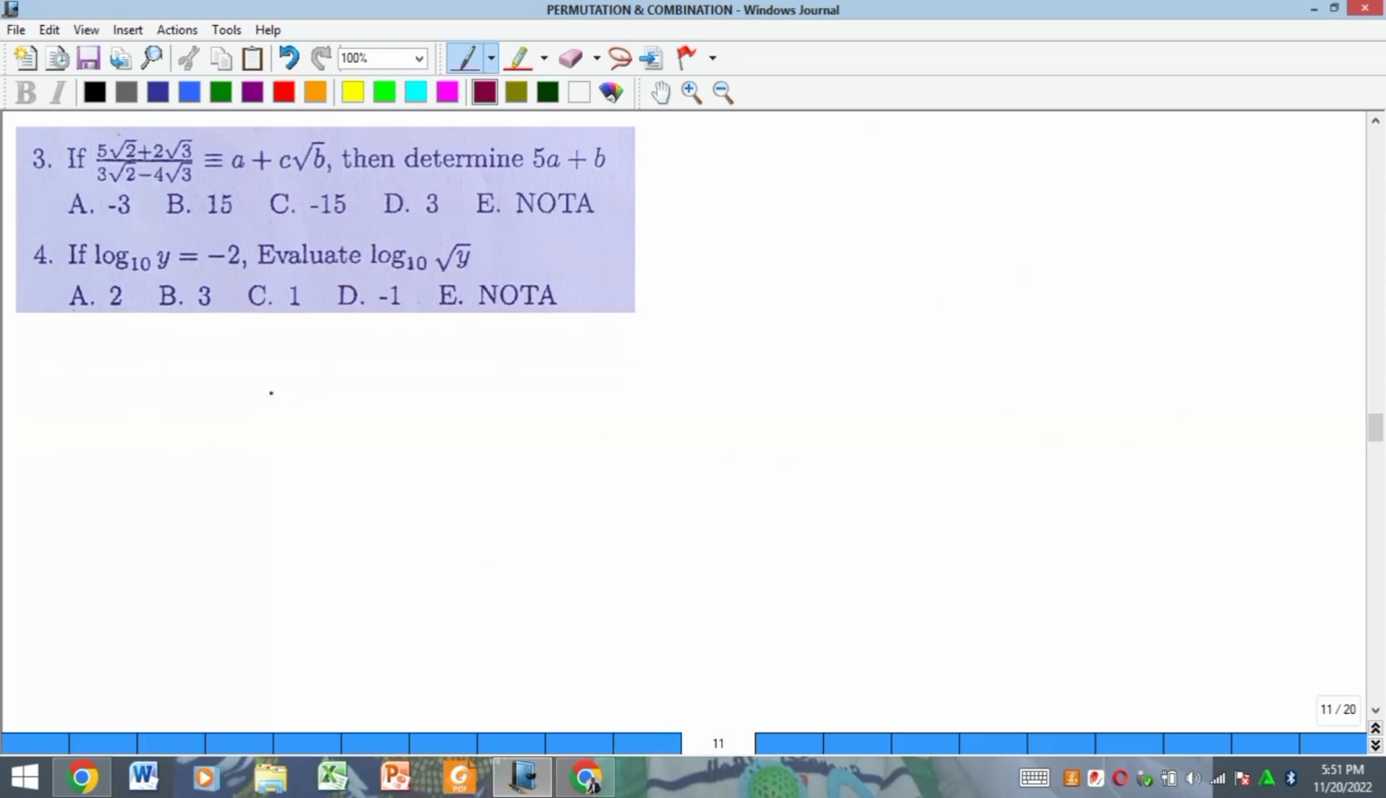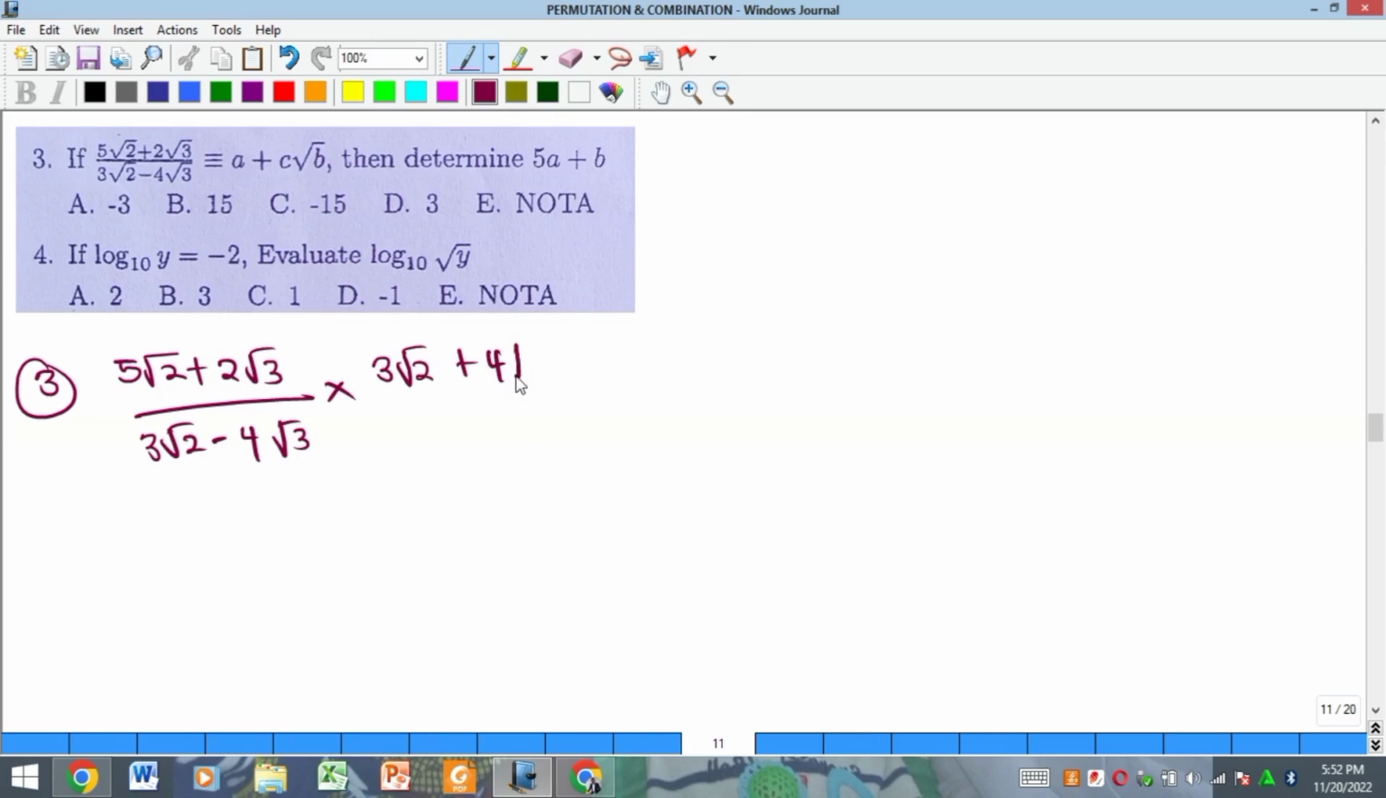Here, example 3, question 3, we have that we should put this in this form and then evaluate this. And so to do that, I am going to rationalize the surd. So I have 3 root 2 minus 4 root 3. So I'm going to multiply by the conjugate of the denominator, which is just to change this to plus. And this will give me plus root 3 all over 3 root 2 plus 4 root 3.